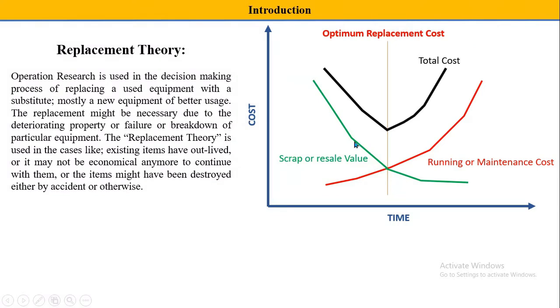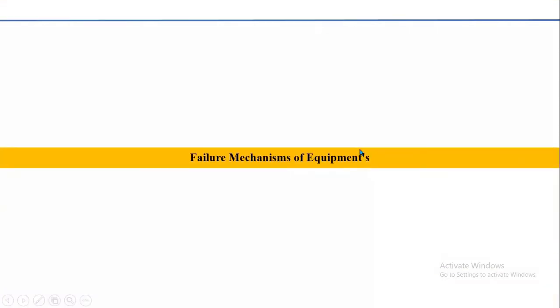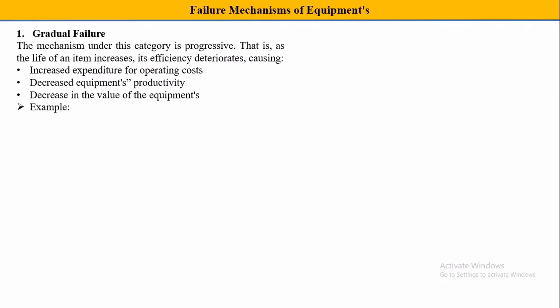Okay, so this gives an idea of what cost you will incur, how to optimize, and what is the time that you have to optimize. Okay, now moving forward, failure mechanisms of equipment.